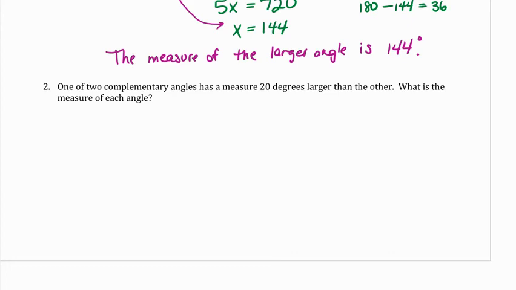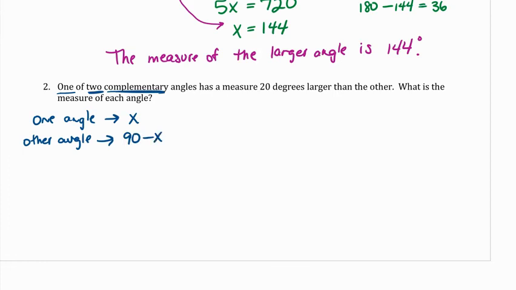Okay, so if you paused and now you're watching, to set this one up, again, I've got one of two angles, and this time they are complementary angles. So one of my angles, I'm just going to call X, and then my other angle, because they're complementary this time, I could do 90 minus X, okay?